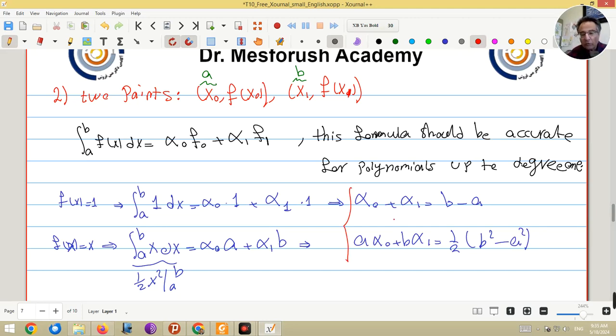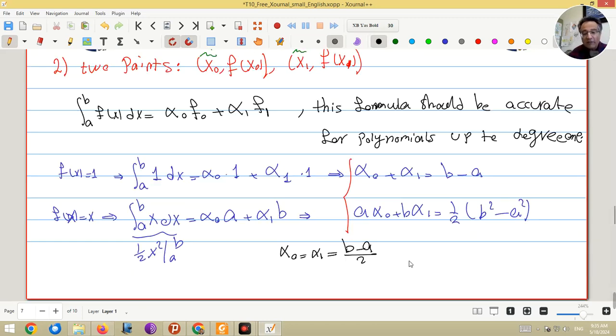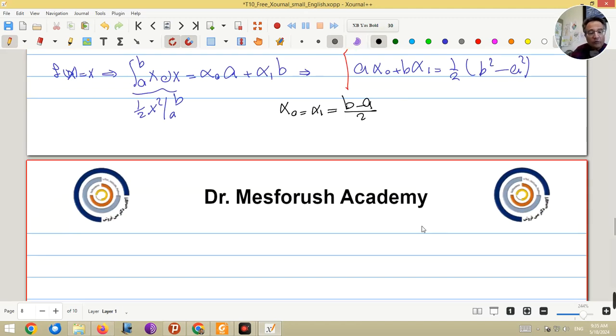If you solve this system of equations, you can solve it easily. It's not difficult because we have two unknowns with two equations. It's enough to eliminate one of these unknowns and find the other one. If you solve this, you will get alpha 0 equal to alpha 1 equal to b minus a over 2. So finally we get a new formula for numerical integration.